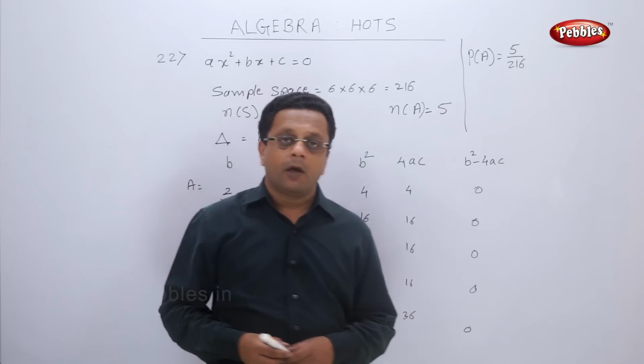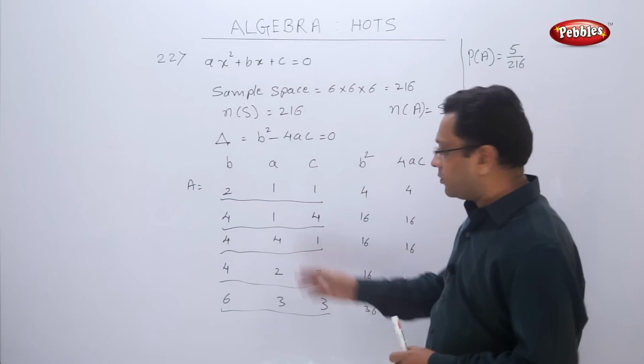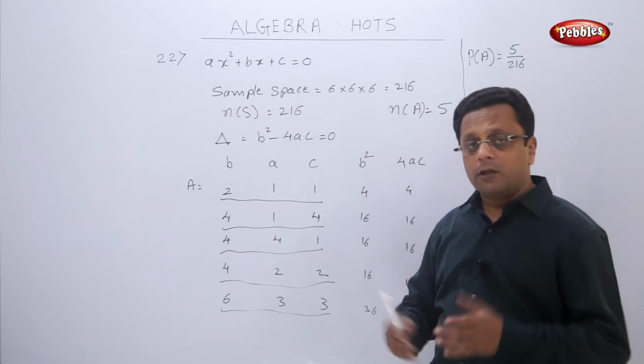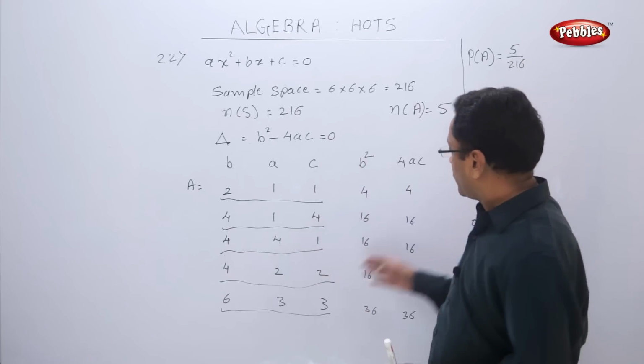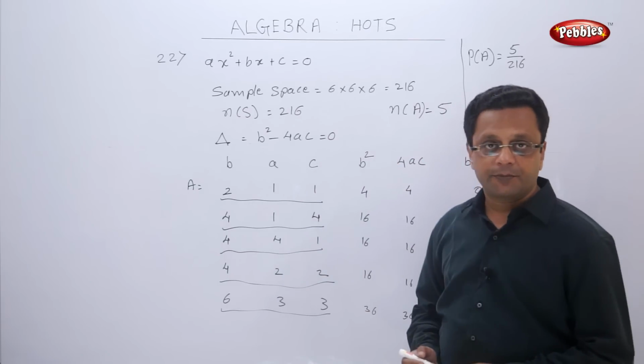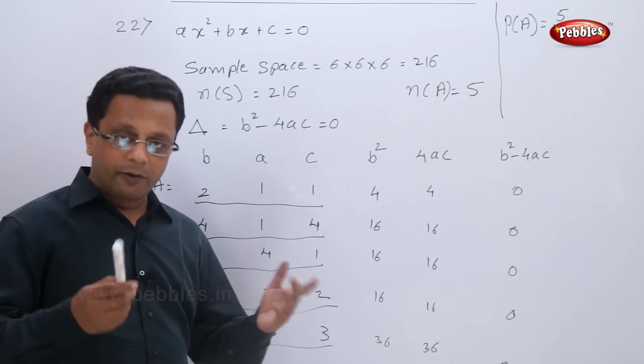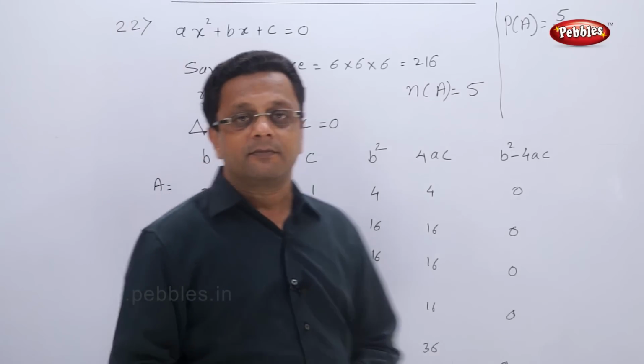Now you have to pay attention to this table. By all the values on the dice, it is not possible that you will get 0 as the discriminant. So shall we go to the next problem?